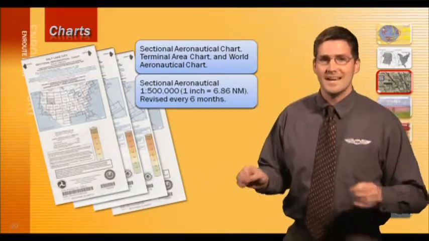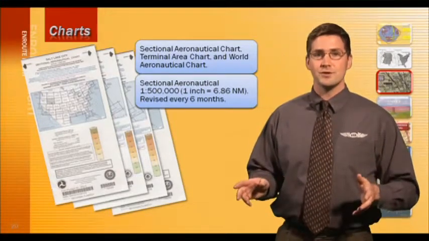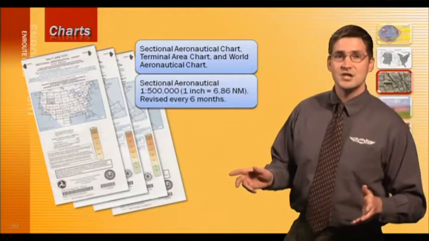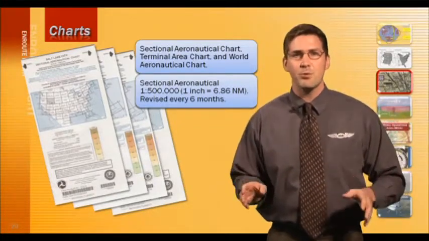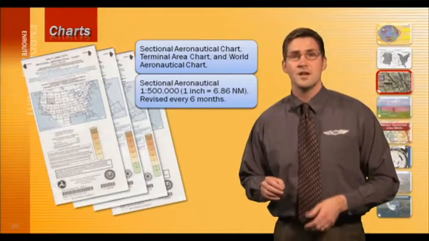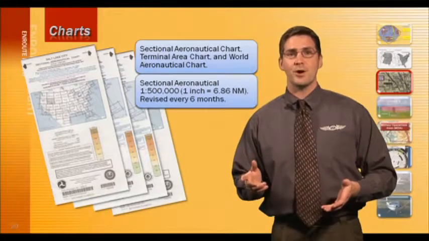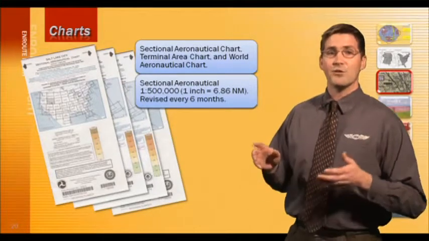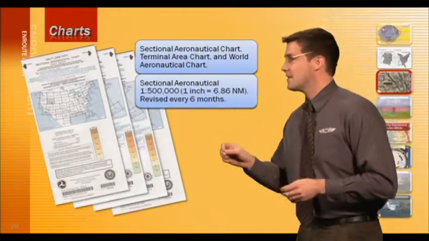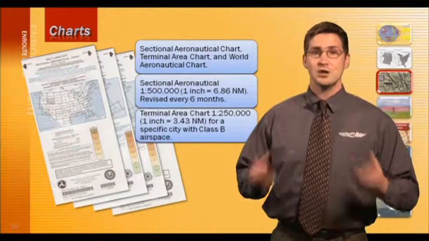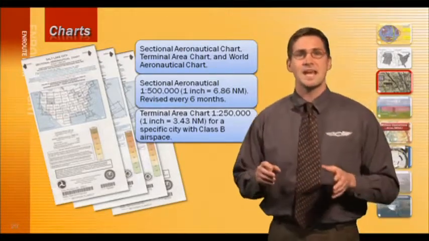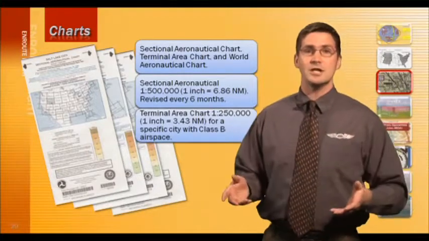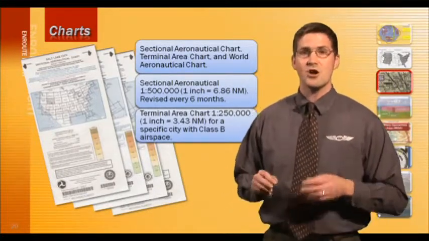Now, sectional charts are designed for visual navigation of typical light aircraft in VFR conditions. They show terrain relief and useful checkpoints such as towns, roads, railroads, and other distinctive landmarks. Sectionals show the most detail for a general area, and they are revised every 6 months. Now, a terminal area chart looks a lot like a sectional chart, but the scale on this chart is 1 to 250,000, which means that 1 inch equals 3.43 nautical miles.